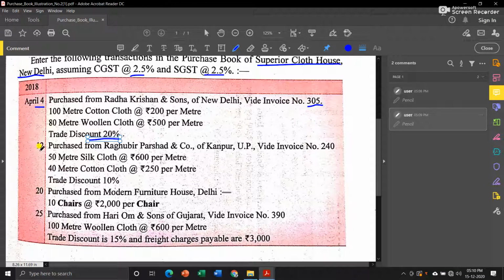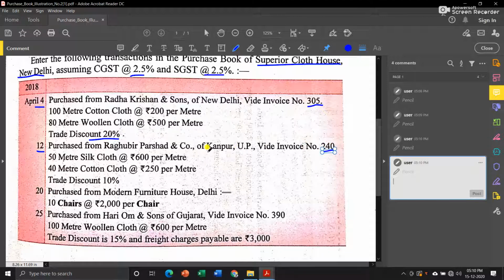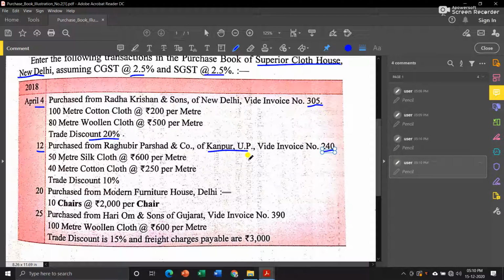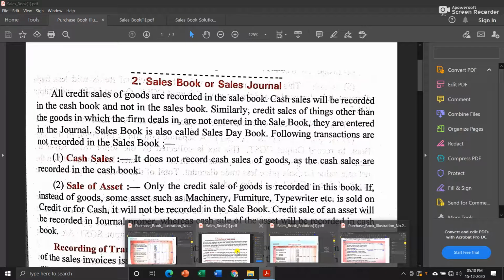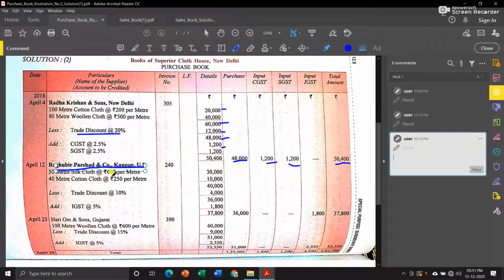The next transaction took place on April 12. Purchase from Raghubir Prasad and Company of Kanpur, UP, vide invoice number 240. Now see, our supplier is in UP, that is in another state, so it is an interstate supply, so that means here we will calculate IGST. Then we purchased 50 meter silk cloth at rupees 600 per meter, and here we will write the name of our supplier. Then 50 meter silk cloth at 600 means 50 into 600, it's 30,000.